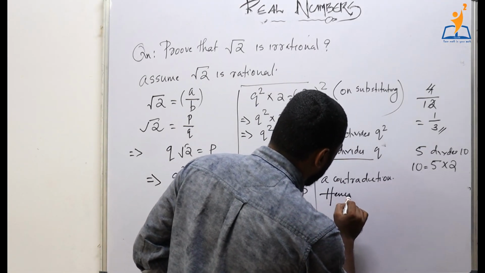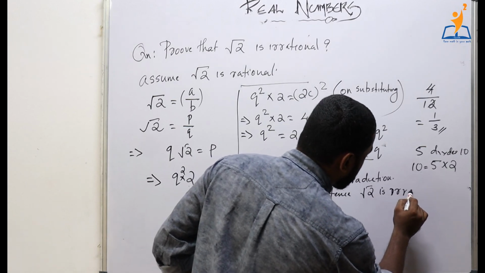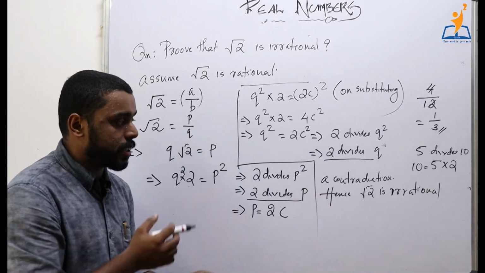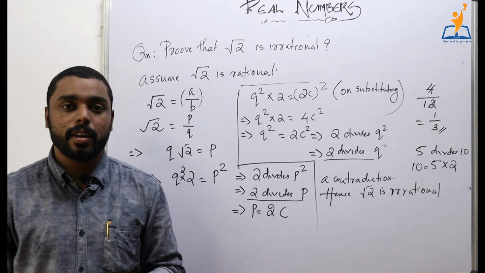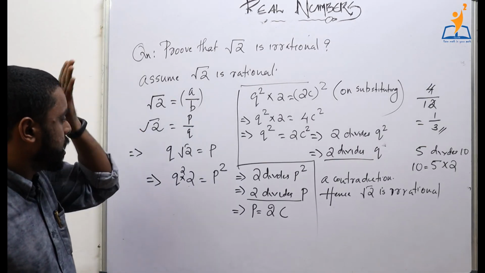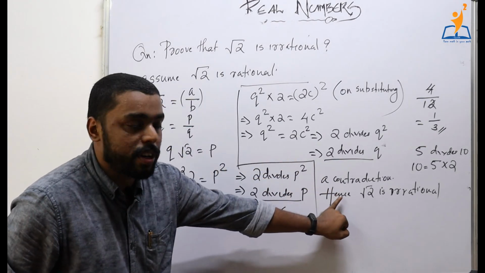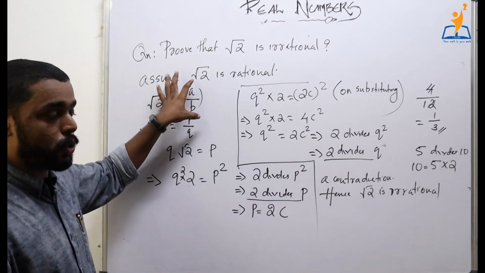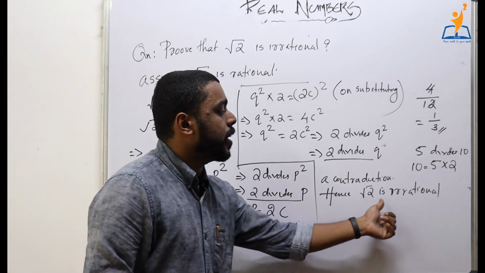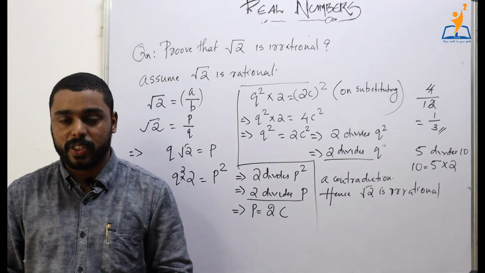Hence we can conclude that root 2 is irrational. We assumed that root 2 is rational and we reached a contradiction, hence root 2 is irrational. So in this problem, first of all we assumed that root 2 is rational, then we moved through these steps and reached a contradiction, hence our assumption is wrong. What was our assumption? Root 2 is rational, hence our assumption is wrong, hence root 2 is irrational. Clear?